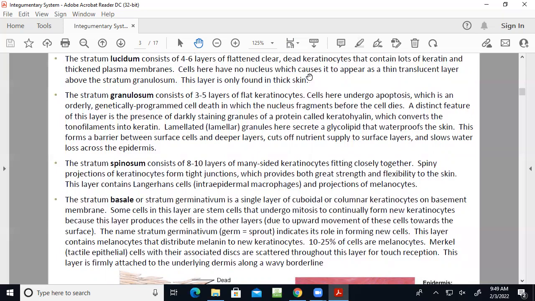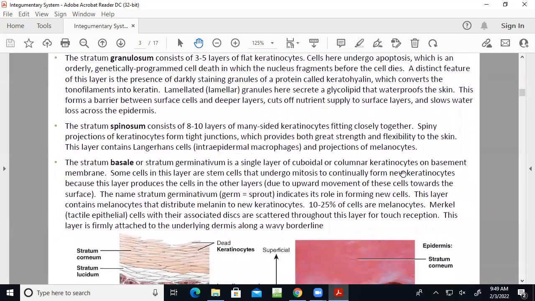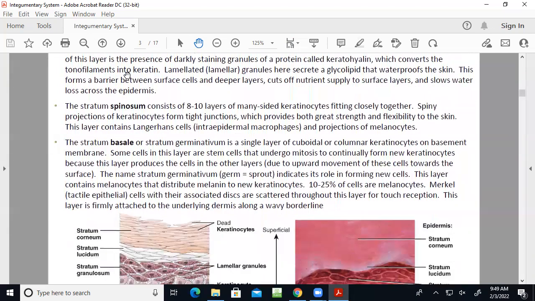This is something I would highlight right here, this last sentence. Very important. This is the layer that's only found in thick skin. So in other words, this is not found in thin skin. This is that variable layer. If you're talking about thin skin, it's not going to have the lucidum. Deep to it is the grainy appearing layer, and that's why we call it the granulosum.